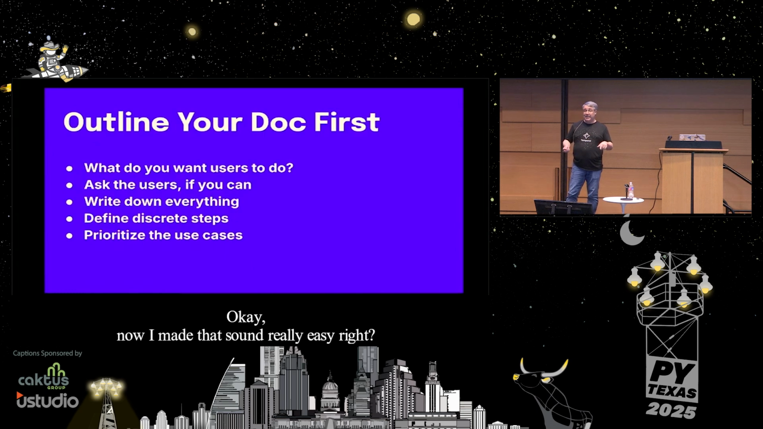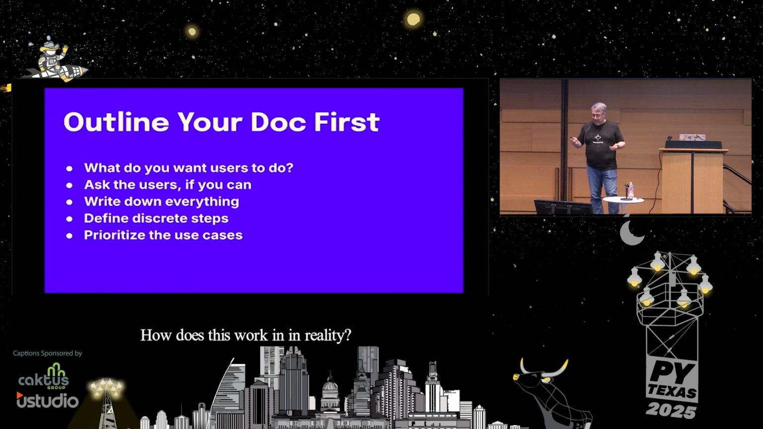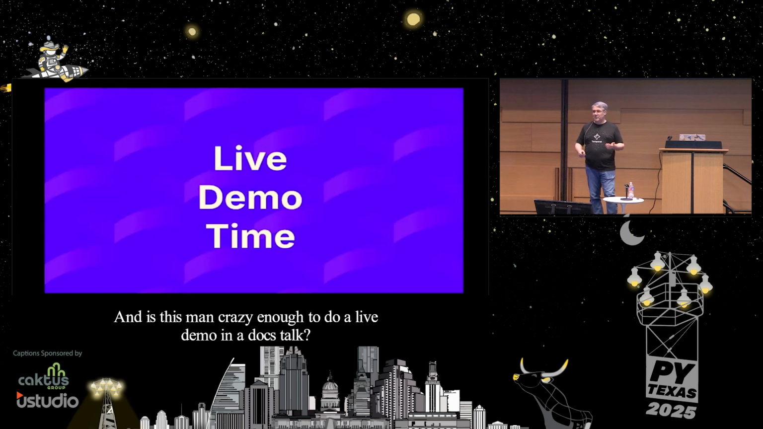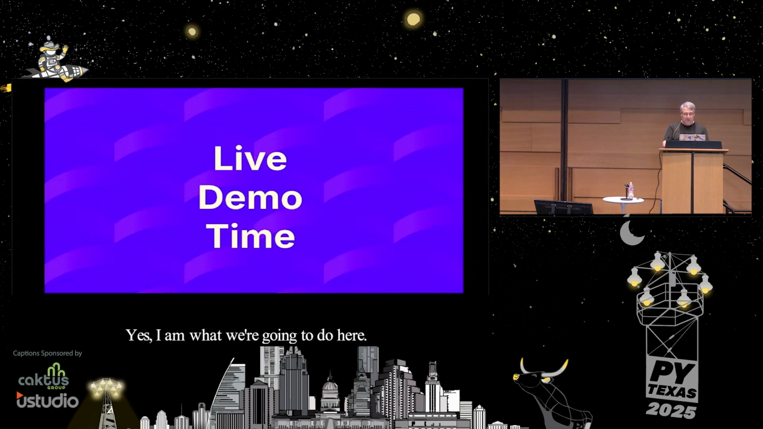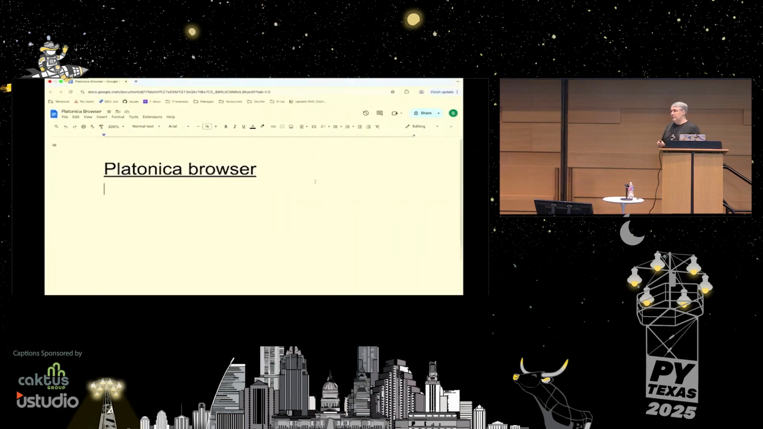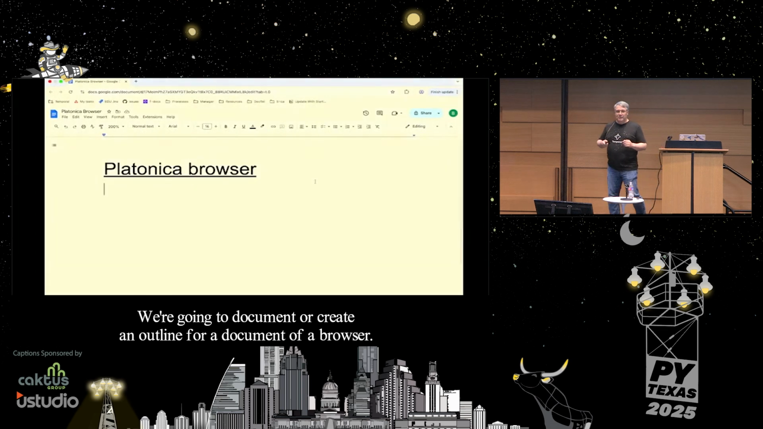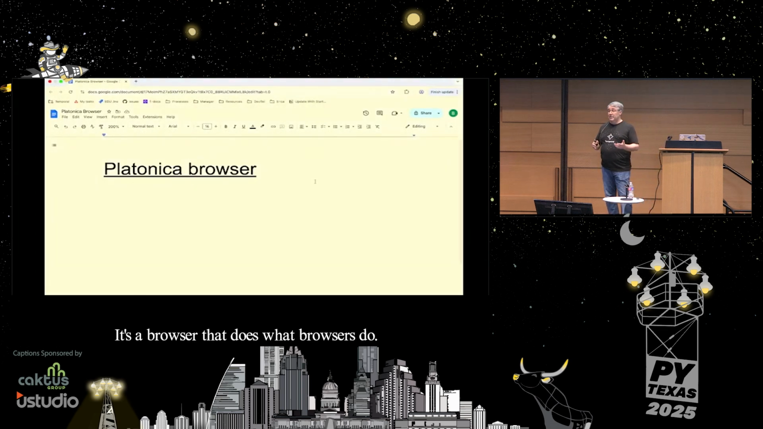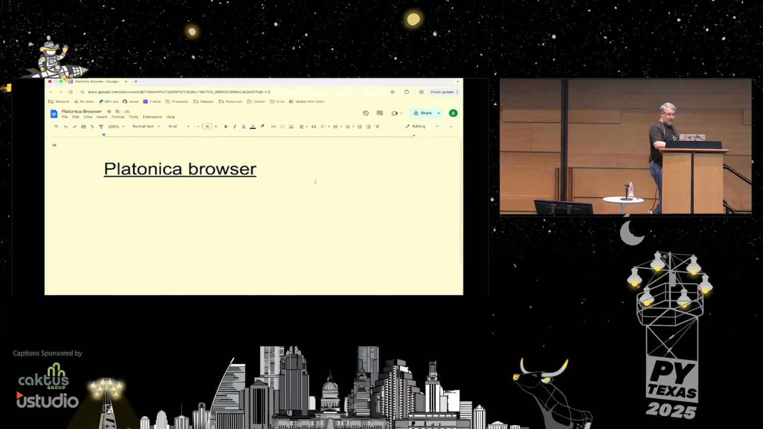Okay, now I made that sound really easy, right? How does this work in reality? And is this man crazy enough to do a live demo in a docs talk? Yes, I am. What we're going to do here is create an outline for a document of a browser. It's a browser that does what browsers do. It's not revolutionary or special. It's the platonic ideal of browsers, if you will. So let's start brainstorming.